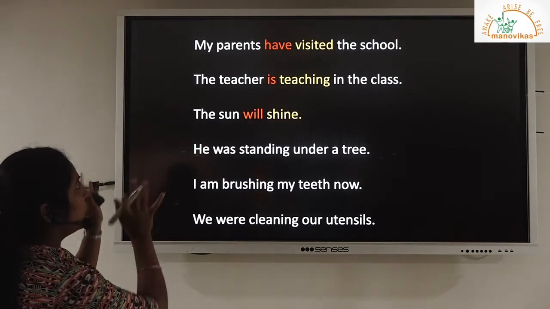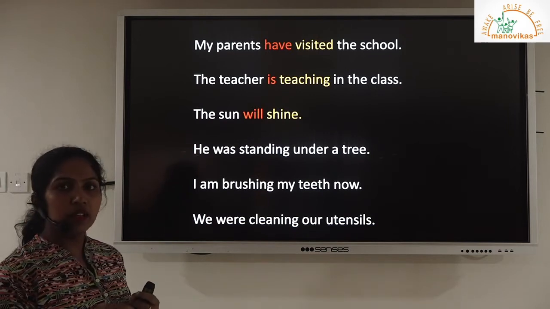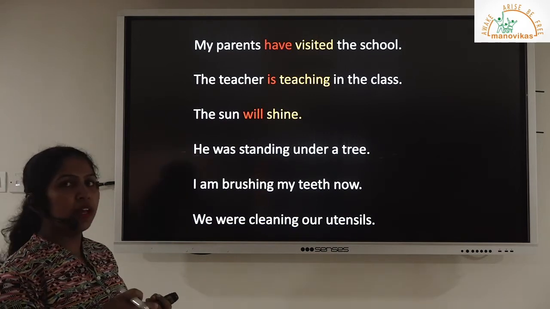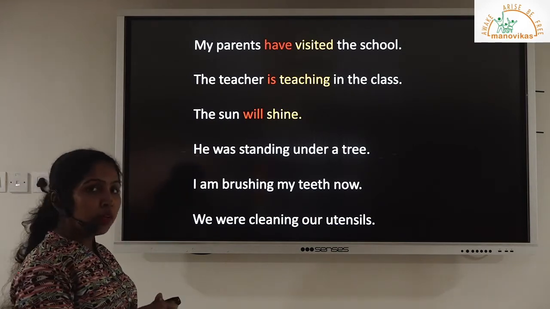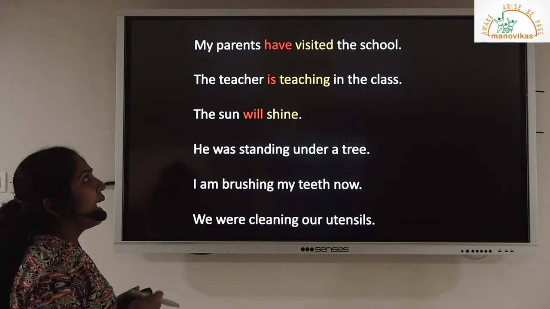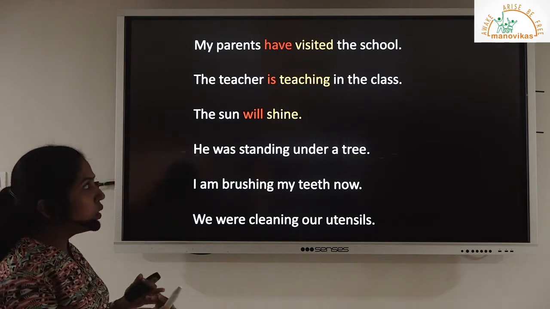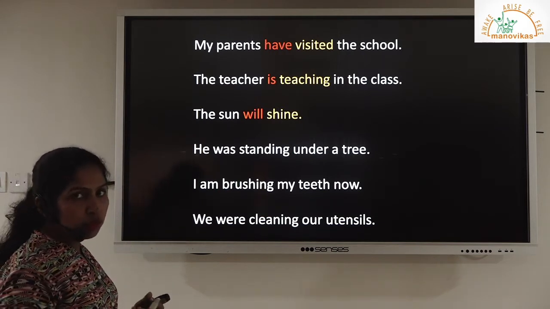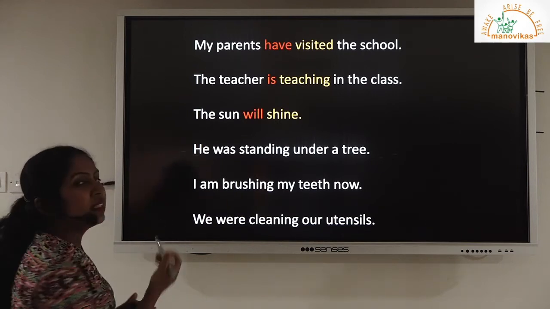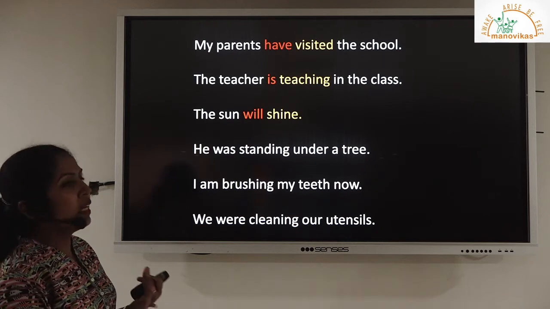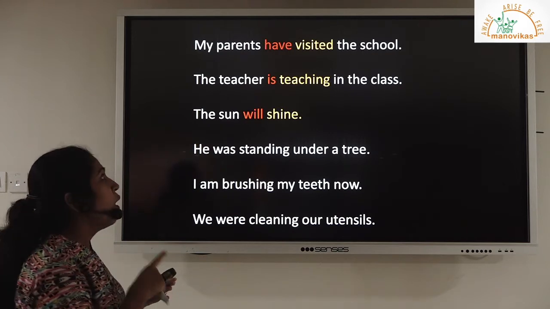Let us look at the combination of the two. My parents have visited the school. So we have the subject, we have the helping verb, that is have, we have the main verb, that is visited, and we have the object, that is the school. So who? My parents. What did they do? They visited. What did they visit? The school. So the sentence is complete.